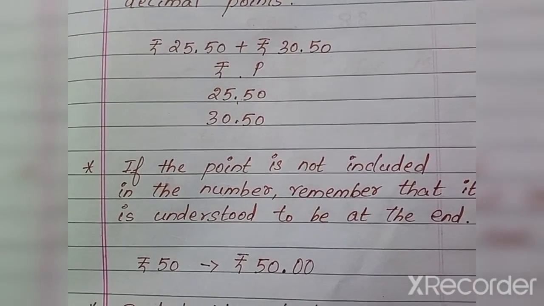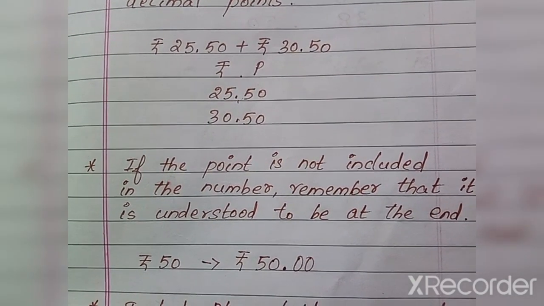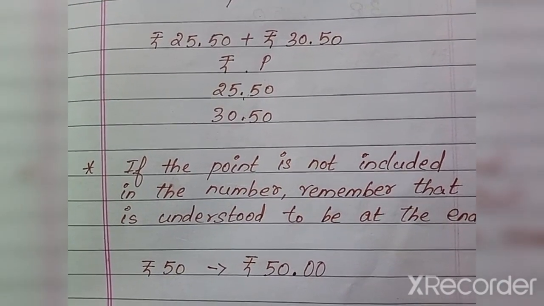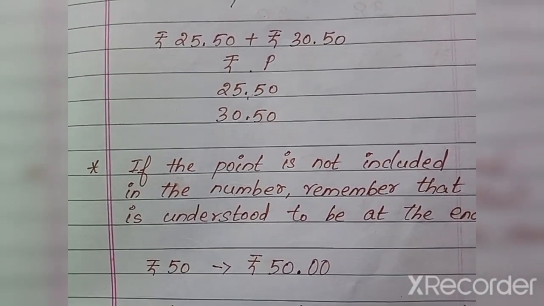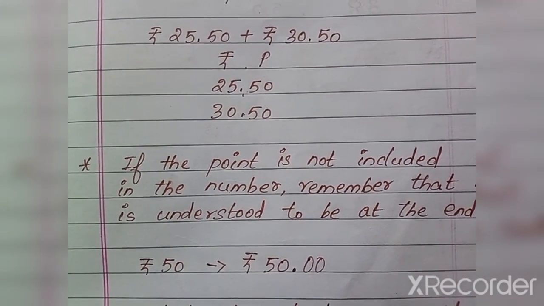Next, if the point is not included in the number, remember that it is understood to be at the end. Here, for an example, rupees 50. So in that 50, we don't have a point in that number. So we have to place the point at the end. So after 50, we have to place the point.